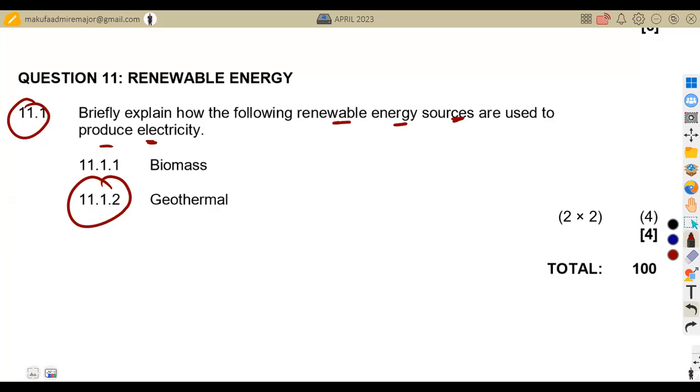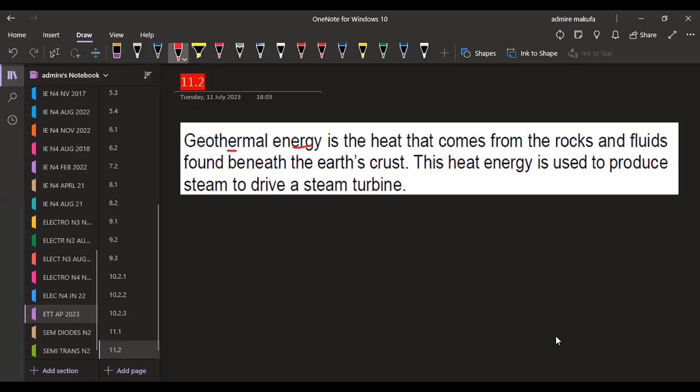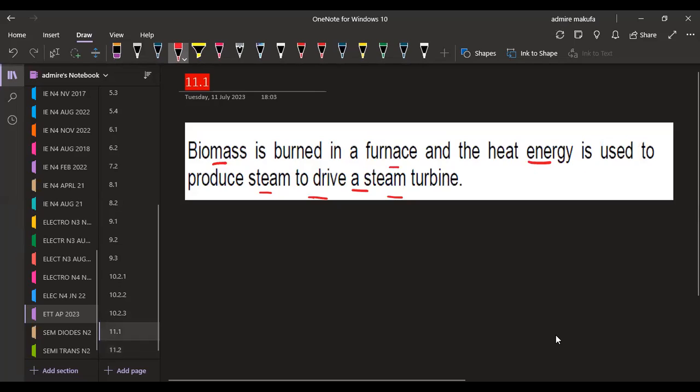How are we going to end up with geothermal electricity? It's from the geothermal energy. The geothermal energy is the heat that comes from the rocks and fluids found beneath the earth crust. This heat energy is used to produce steam to drive the steam turbine. As long as we have the heat energy, we have the production of steam, which is going to drive our steam turbine, which is the same thing that we had on our biomass.